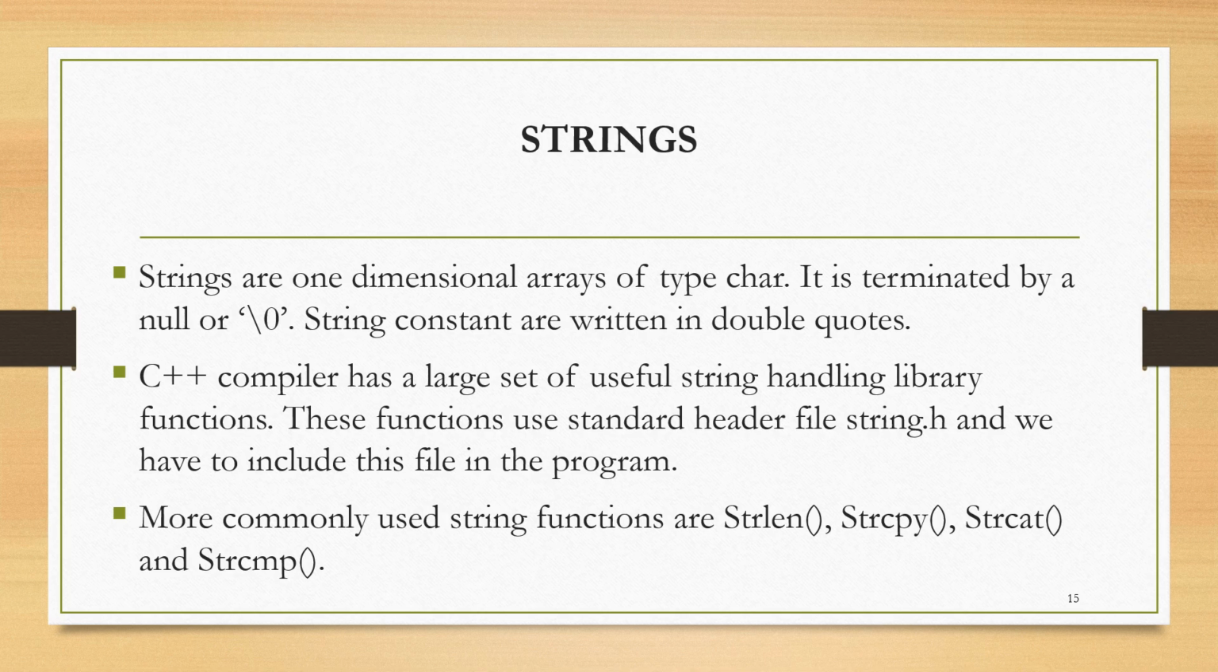Now, how to handle all string functions? It is mentioned that the C++ compiler has a large set of useful string handling library functions. How do we handle the strings? Library functions are already there in the C++ compiler. These functions use the standard header file string.h, and we have to include this file in the program. If you want to use strings in your program, you have to use this file. It has to be included at the beginning of the C++ program, string.h.